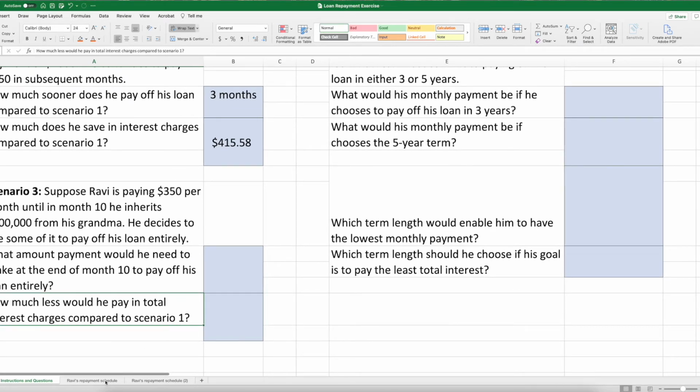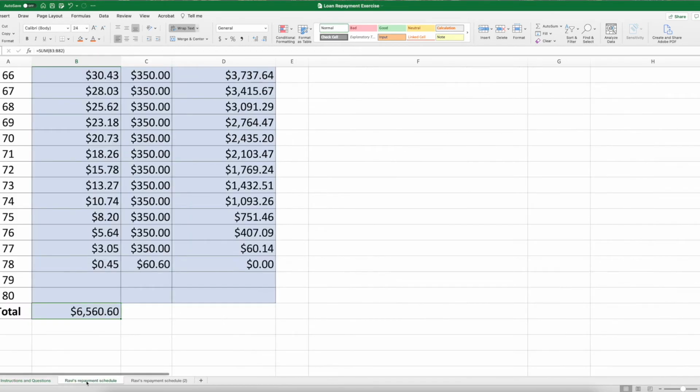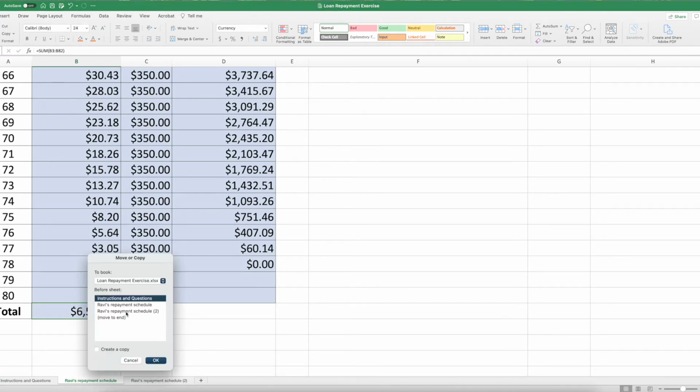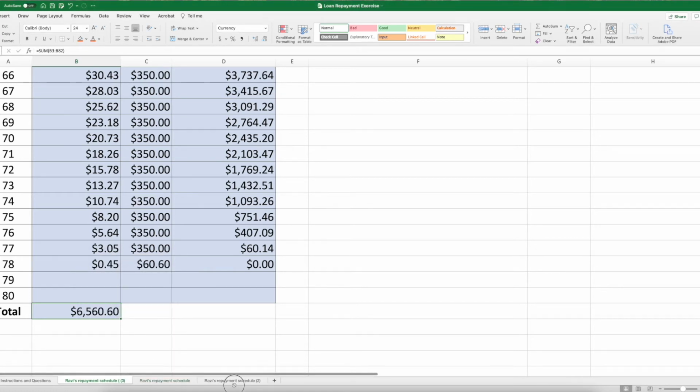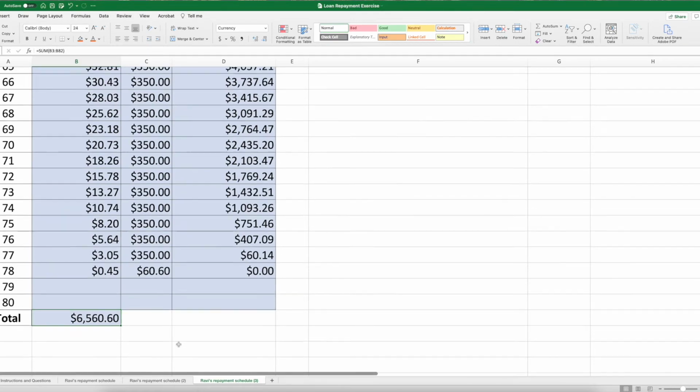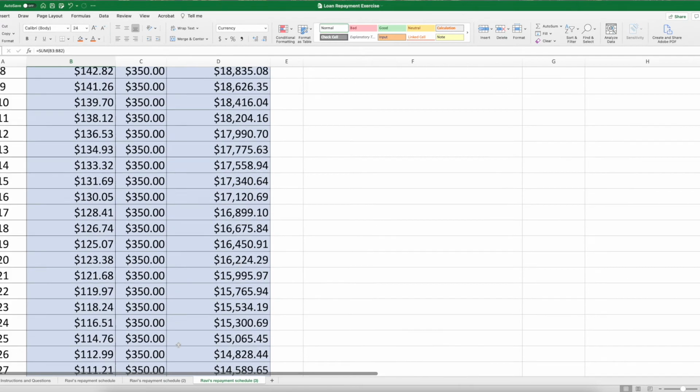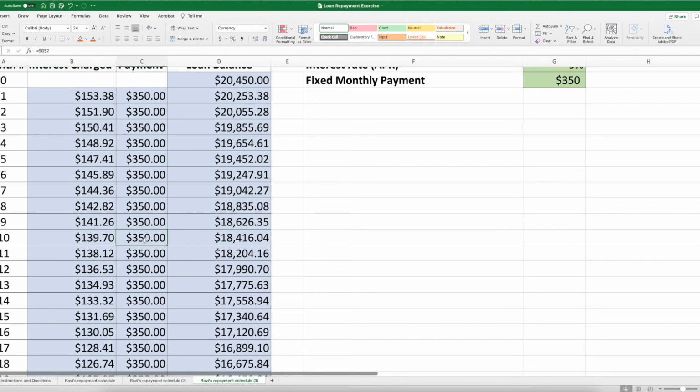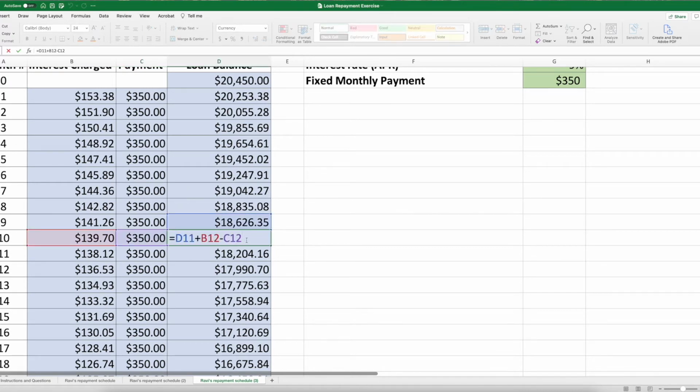Okay, so to redo the calculations, let's go back to Ravi's original repayment schedule worksheet and create a copy of it. Okay, it automatically renames it as Ravi's repayment schedule 3. There's this extra parenthesis that I'm going to delete. Okay, so we want him to make a payment in month 10 so that his balance at the end of month 10 is 0. So what would that amount be?